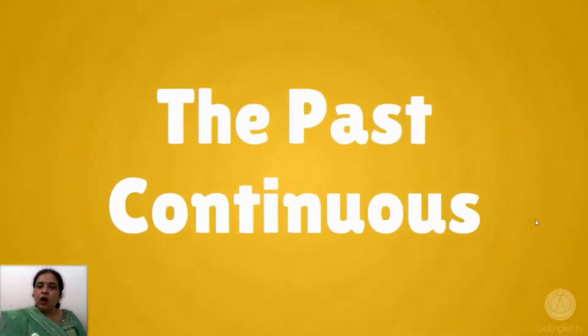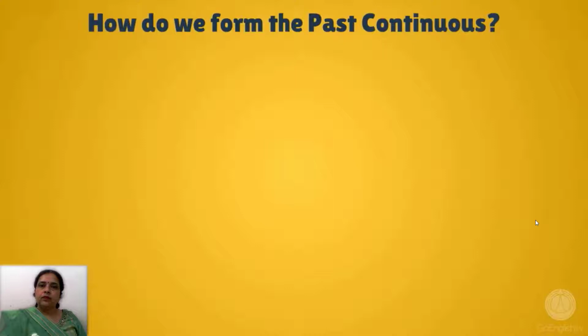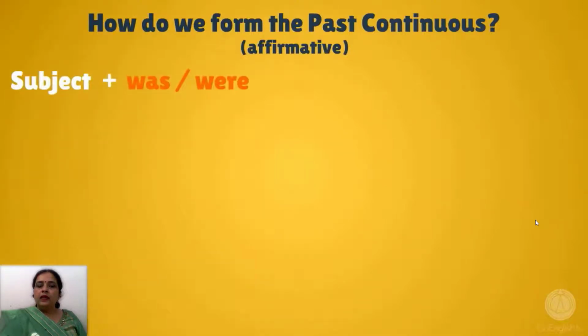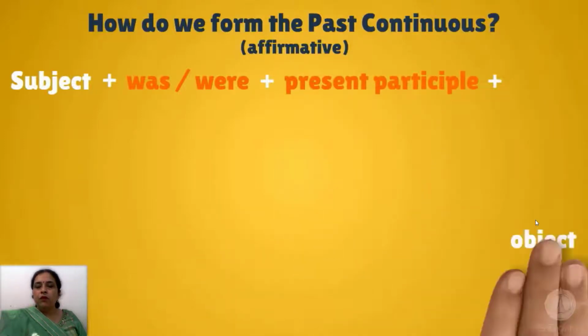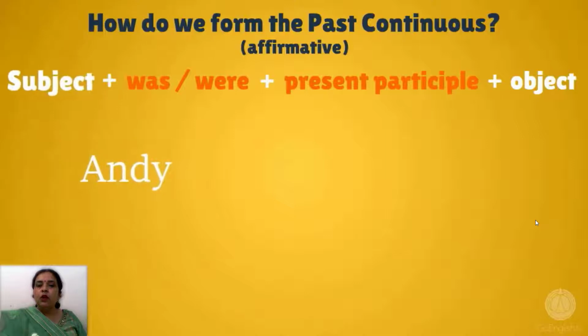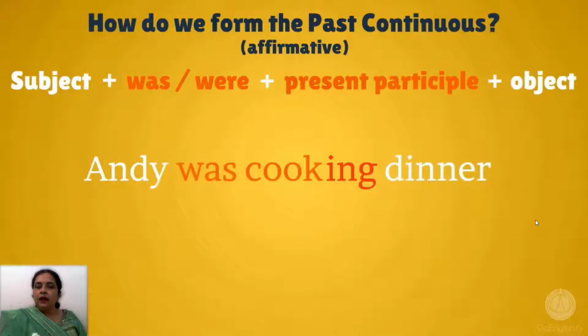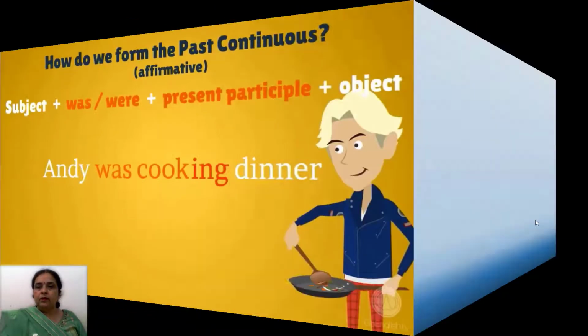Now let's see the formation of past continuous tense, how this tense is formed. How do we form the past continuous tense in affirmative sentences? In this we use auxiliary verbs was or were and the present participle form of the verb. That means whatever our verb is, we have to add ing with it. Andy was cooking dinner. Here Andy is your subject and cooking is the present participle.